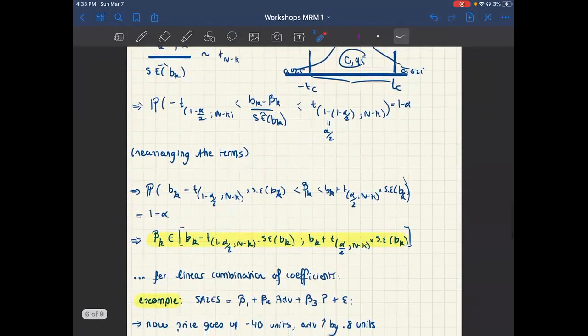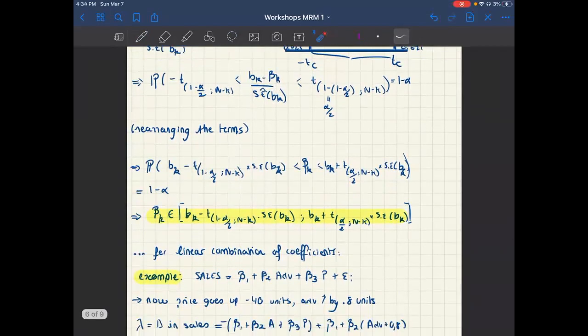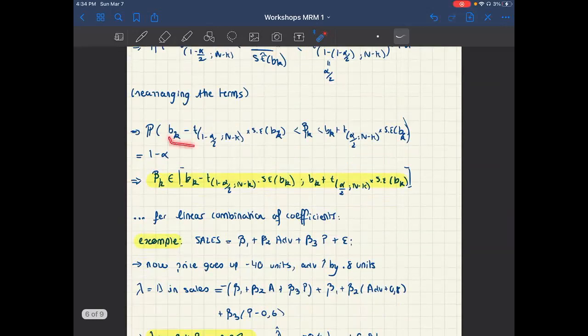And I can just rearrange the terms. My goal is essentially to isolate beta k. And by isolating beta k, which I did right here in this expression, we found that the probability that this term right here, smaller than beta k, which is smaller than this term right here, is equal to 1 minus alpha. Another way of saying this is we're 1 minus alpha % sure that beta k belongs to this interval right here. So that's the general formula for interval estimation for the parameters of our econometric model.